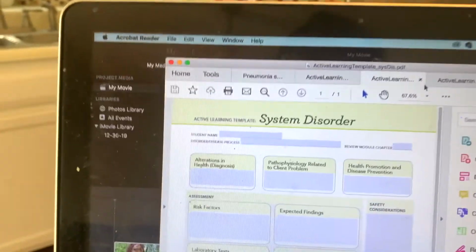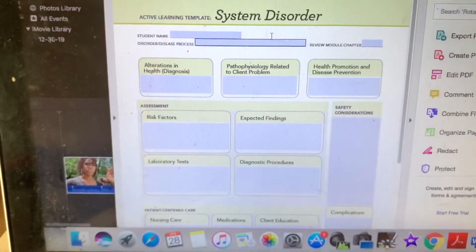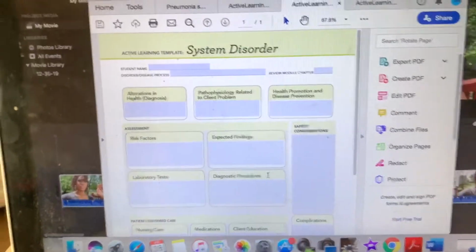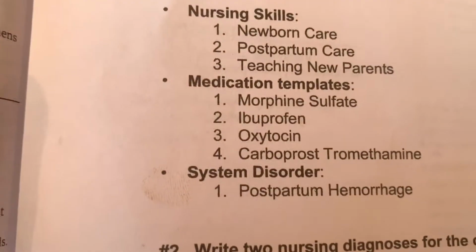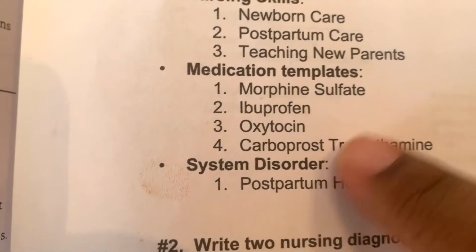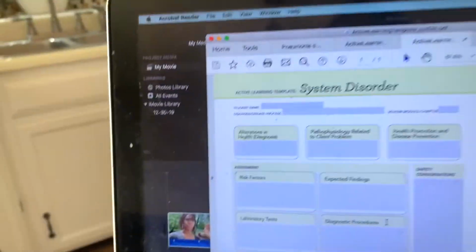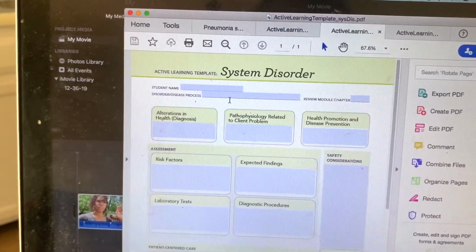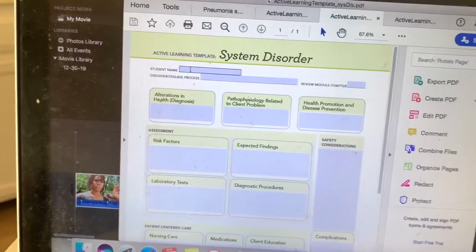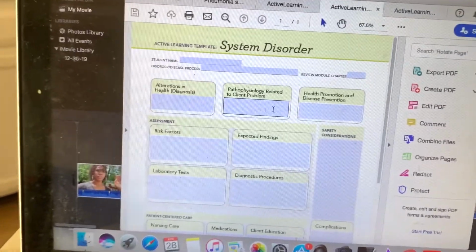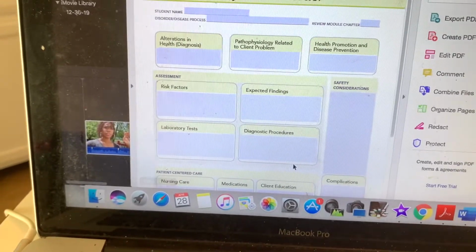And then this one is the system disorder. And of course it has different boxes and different things you fill out. For system disorders, we have postpartum hemorrhage. So that's what I would put right here in the disease process, and then my name, and then I will fill out all of these boxes.